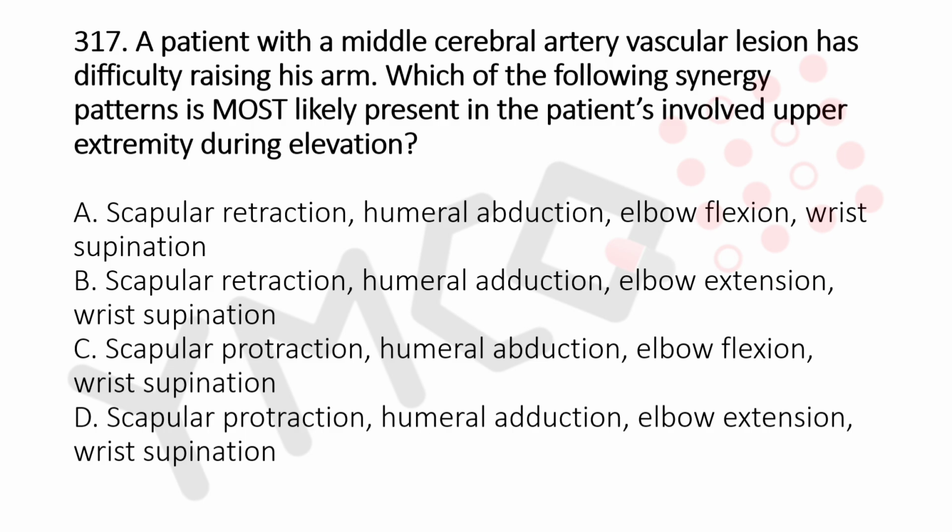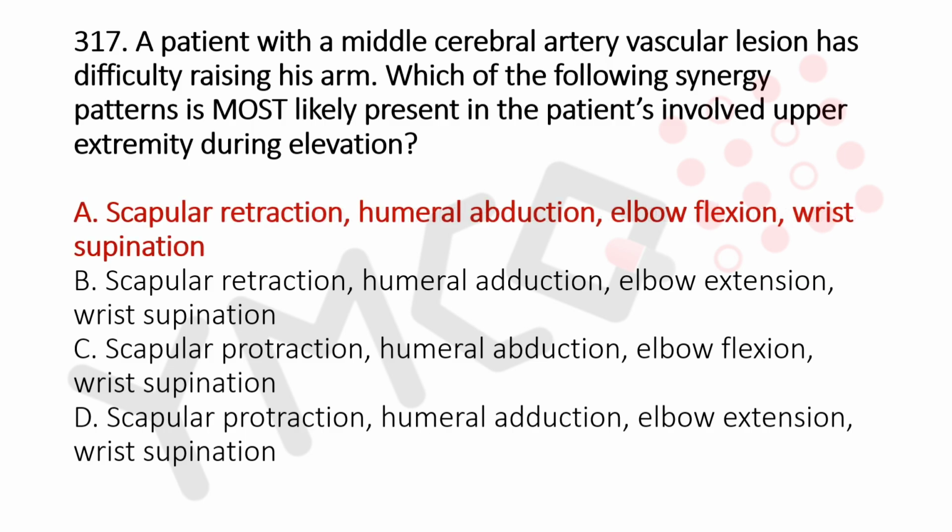Option C, scapular protraction, humeral abduction, elbow flexion, wrist supination. Option D, scapular protraction, humeral adduction, elbow extension, wrist supination. And the answer is Option A, scapular retraction, humeral abduction, elbow flexion, wrist supination.